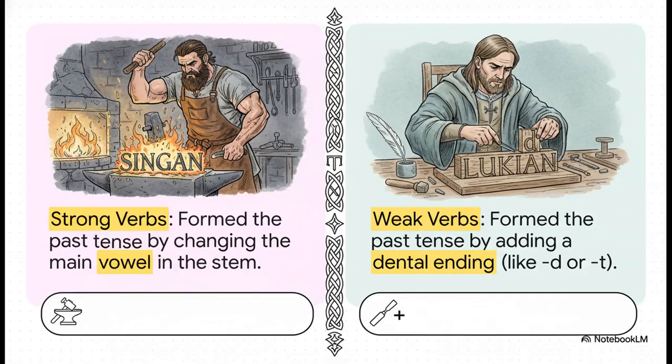See, back in Old English, verbs were split into 2 big families. You had your strong verbs, and they formed the past tense by changing the vowel sound right in the middle of the word, a cool trick linguists call ablaut. And then on the other side, you had the weak verbs, and they did something that might sound a little familiar. They just tacked on an ending, usually one with a D or a T sound.